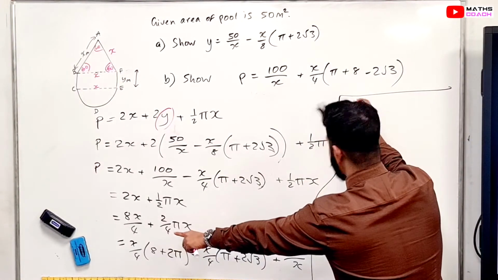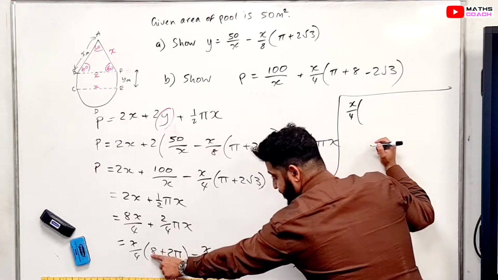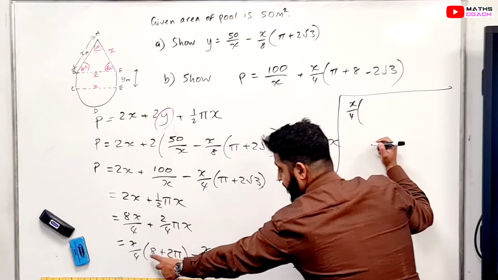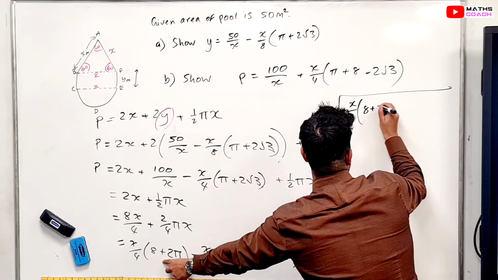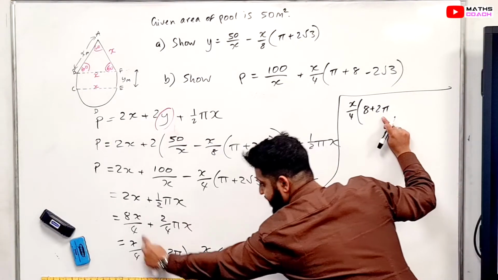So I'll have x over 4 out. I want to take the common factor out, okay? So what do I want? I want 8 plus 2 pi. So when this multiplies with all of this, it's going to give me that.